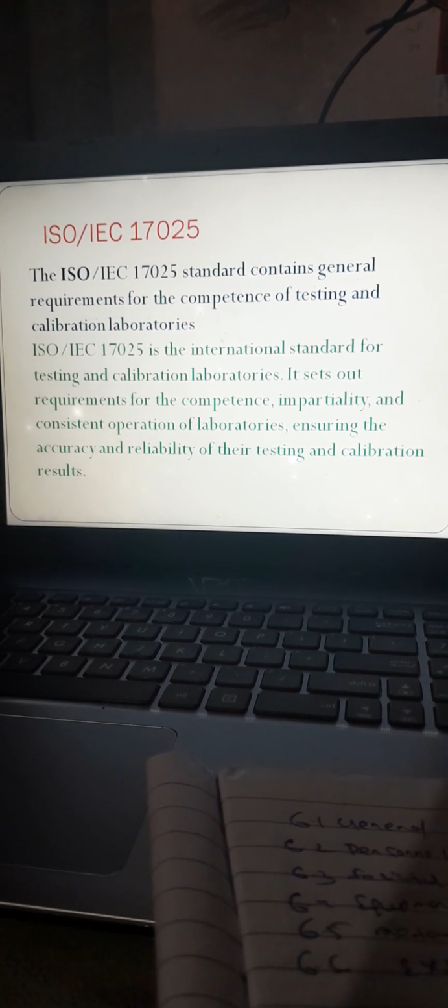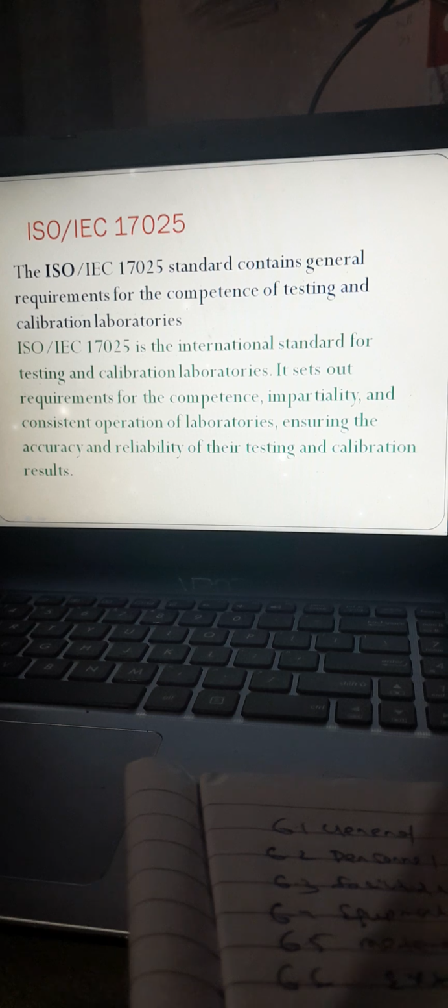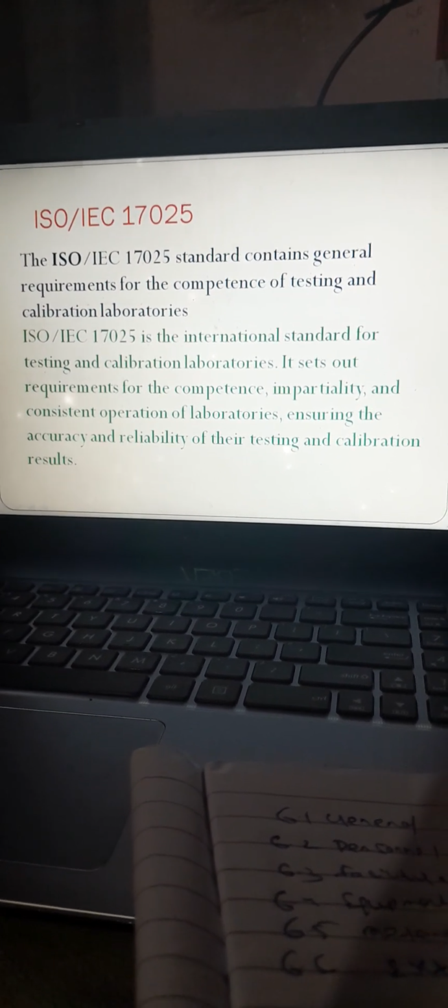The ISO IEC 17025 standard contains the general requirements for the competency of testing and calibration laboratories. It is the international standard for testing and calibration laboratories. It sets out the requirements for the competency, impartiality, and consistent operation of the laboratory, ensuring the accuracy and reliability of the testing and calibration results. In short, it is the Bible of the laboratory. So, according to this, we have to prepare all our documents.